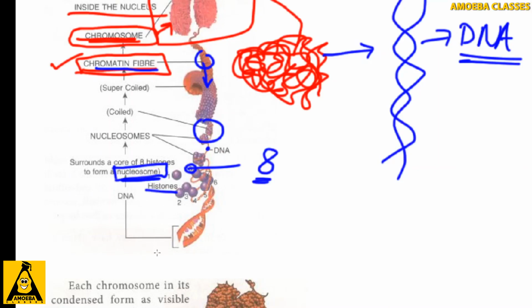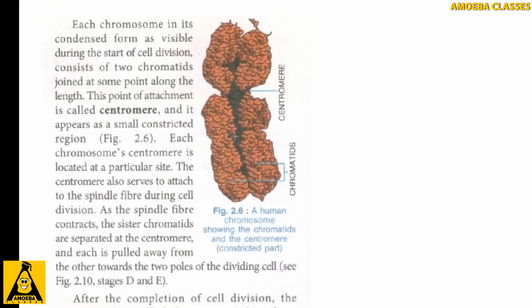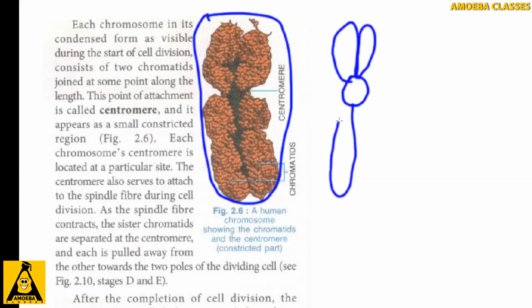Okay. Now if we take a look at the structure of chromosome from another perspective, over here you can see this is the structure of chromosome. Now let's understand some basic things. This is a chromosome, right? If I make a proper diagram over here, let me draw the diagram. Okay, so this is about similar.